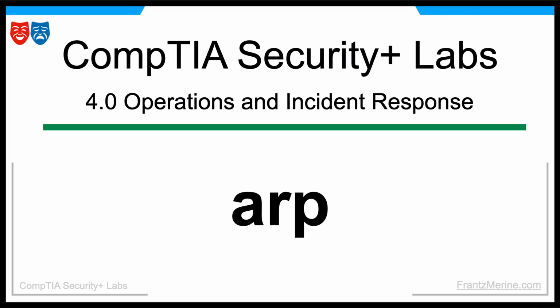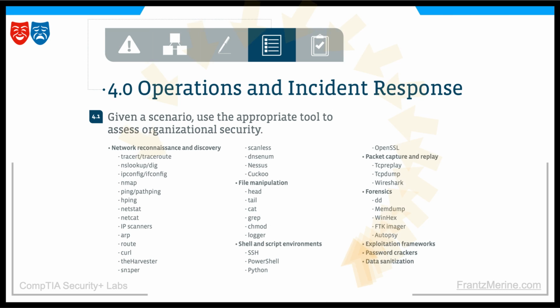In this lesson, we will use the Address Resolution Protocol, ARP, to assess organizational security. We are in the ARP portion of the video series. This lesson is part of a video series that prepares you for the hands-on portion of the CompTIA Security Plus exam and is designed to give you hands-on experience with the operations and incident response section of the exam.